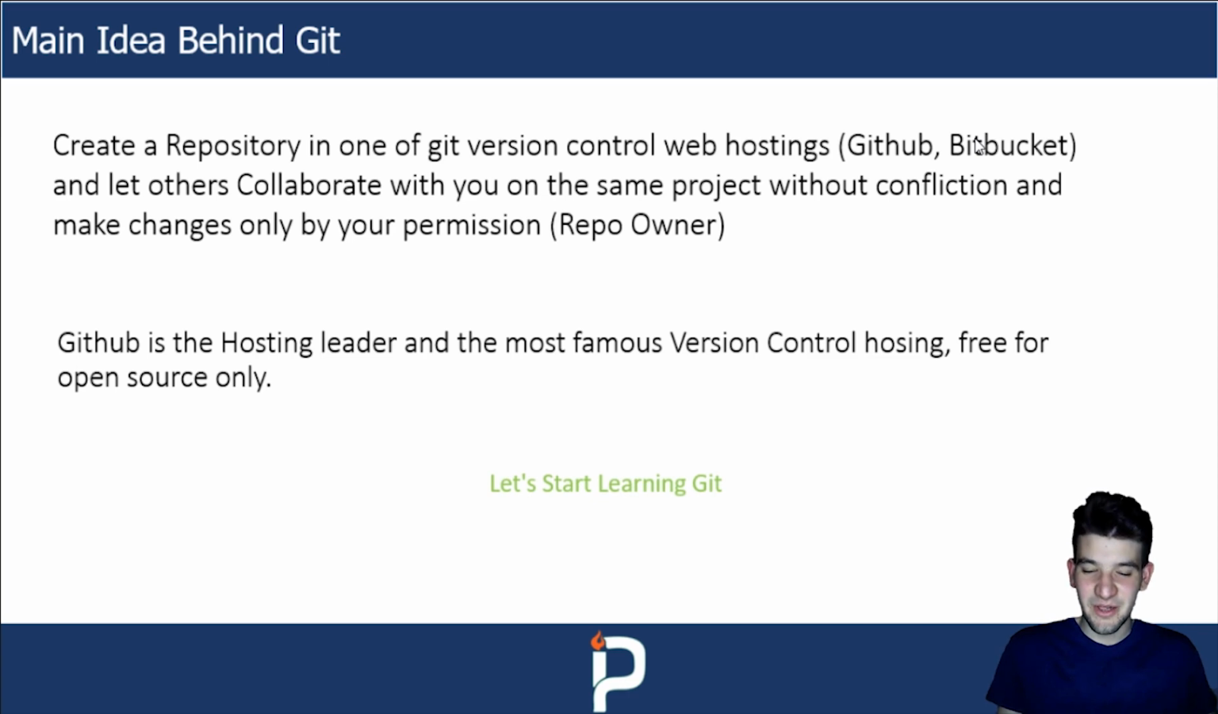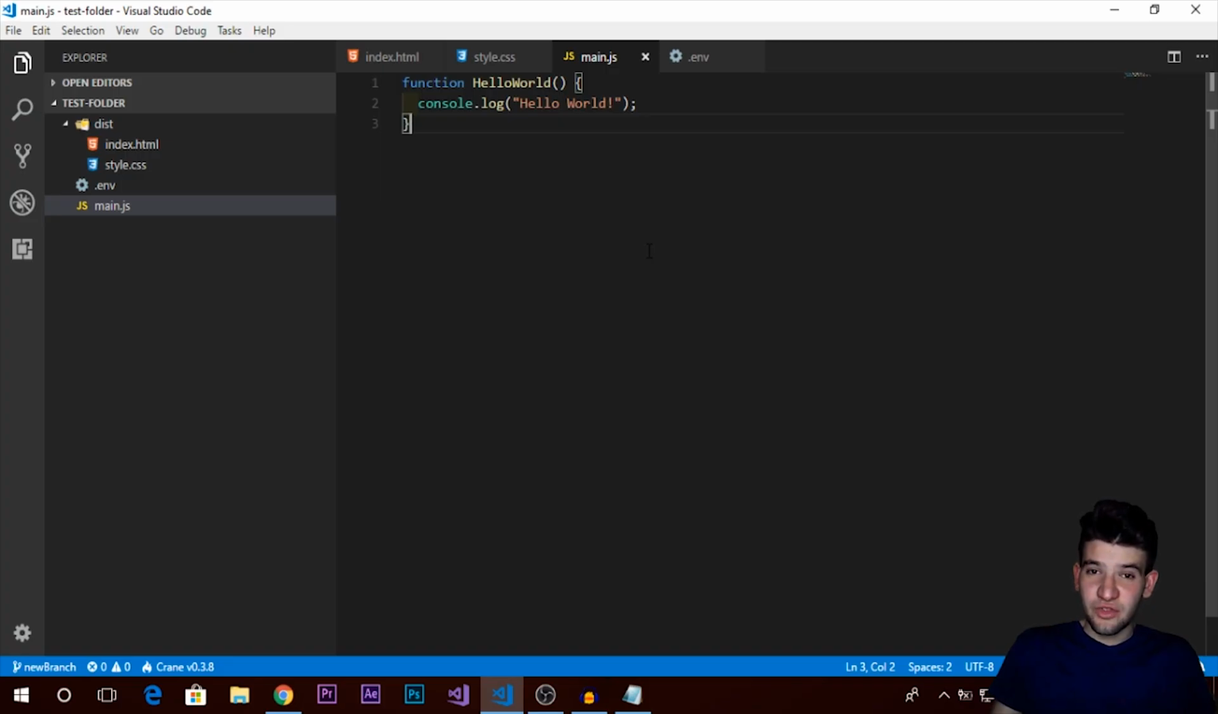So let's start learning Git by practicing this. Let's go ahead and dive into a real world example. In here, as you can see, I have a very simple project.